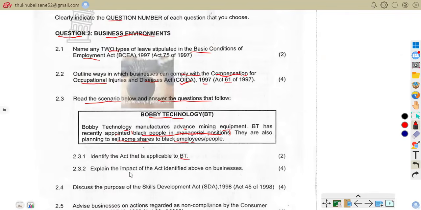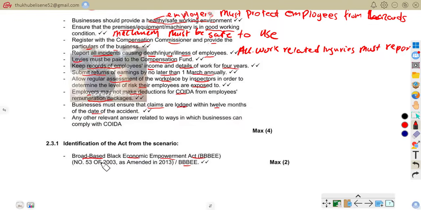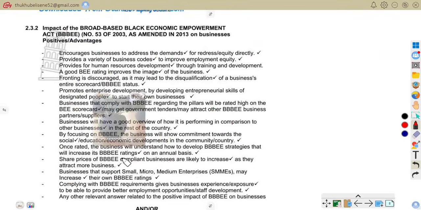So 2.3.2: explain the impact of the act identified above on a business. Remember, we have identified what? Broad-Based Black Economic Empowerment Act. So now we are to talk about the impact of that act, BBBEE, triple B double E. So we are first going to talk about the advantages or positives of this act.